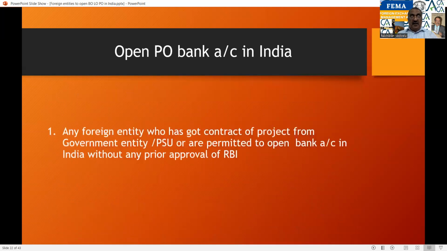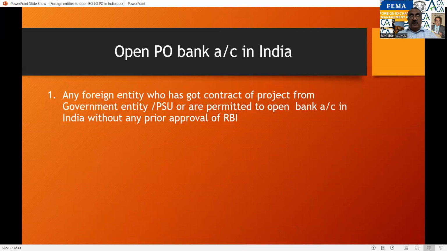Now, any foreign entity who has got a contract or project from the government, that is a project office, they want to open the account. So any foreign entity who has got a contract or project from the government, here they have to get the contract. And then only they are permitted to open the bank account in India without prior approval of RBI. So that means the project work has to be submitted to the authorized dealer.